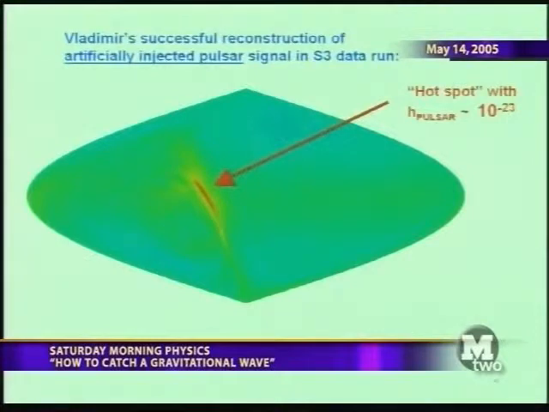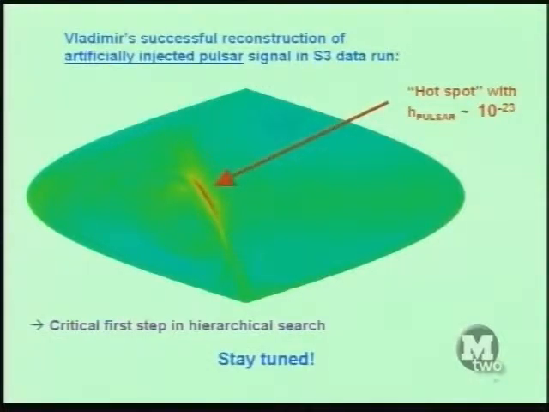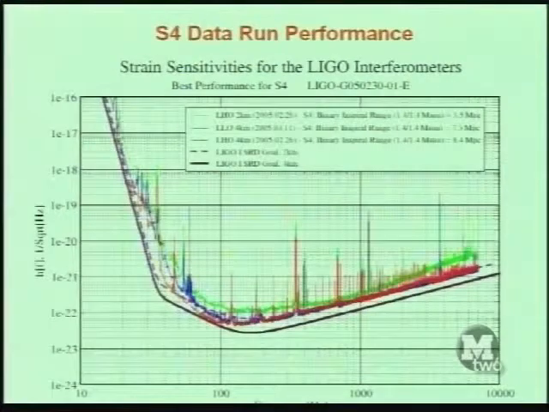And I want to show you one plot that Vladimir produced recently that shows you the successful reconstruction of an artificially injected pulsar signal in the data from our third science run. And so this is using this hierarchical search technique where we have a coarse search over the sky, which is indicated by the broadness of this red streak. This is a hot spot of a pulsar whose strength is 10 to the minus 23. Okay, so that's a very tiny signal, but we're able to reconstruct it quite strongly. This is really the first step in a hierarchical search. So we're hoping that we'll have success with this technique, and you should stay tuned. We might see something one of these days.